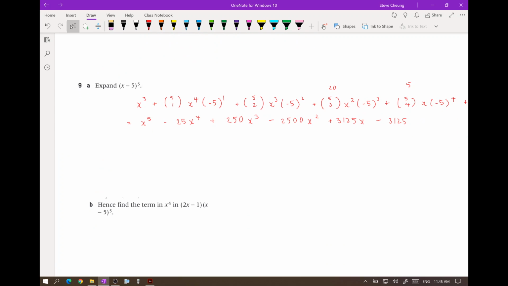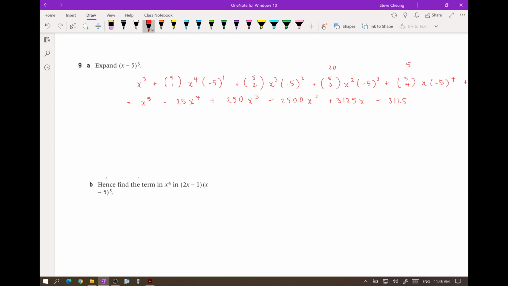Hence, find the term in x to the power 4 in 2x minus 1 times this expansion. Now, usually when they say hence, you're using the parts that come before. So let's just write it a bit nicely. So this is what we have expanded. In order to get x to the power of 4, we actually want the x to the power of 3 term, so that once you multiply by 2x minus 1, oh, actually, no, it's more than that. Here, if you take a look at that, if I multiply something, I actually need both.